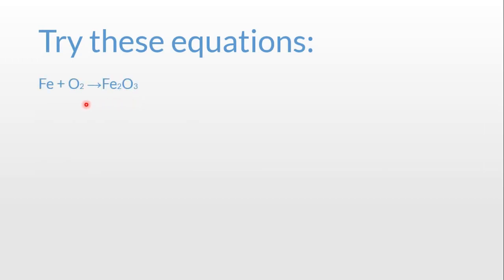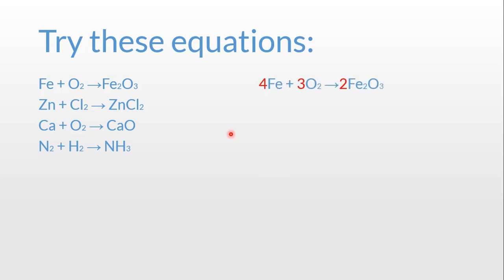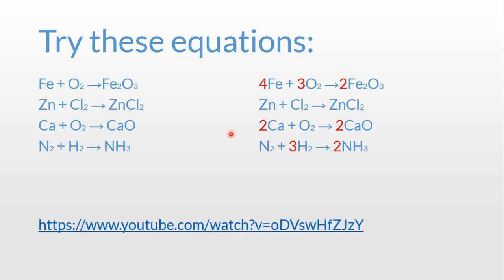Okay, so try these examples. Fe plus O2. Yes, these are the equations from previous slides. So try and balance these equations. Pause the video, balance the equations. Let's see what you get. Did you get these answers? Yeah, I'm sure you did. Okay, so looking at the equations, you don't change the subscript. Take note of that. Zn plus Cl2 giving us zinc chloride is already balanced, so we leave it as that.